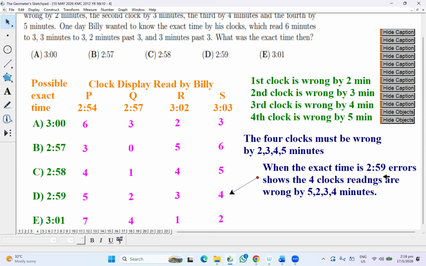So only the exact time must be 2:59. So the 4 clocks will be wrong by 5, 2, 3, 4. See? So P is actually clock number 4, the fourth clock. Q is the first clock. Then R is the second clock. S is the third clock. So it's a question of knowing how to organize the information.